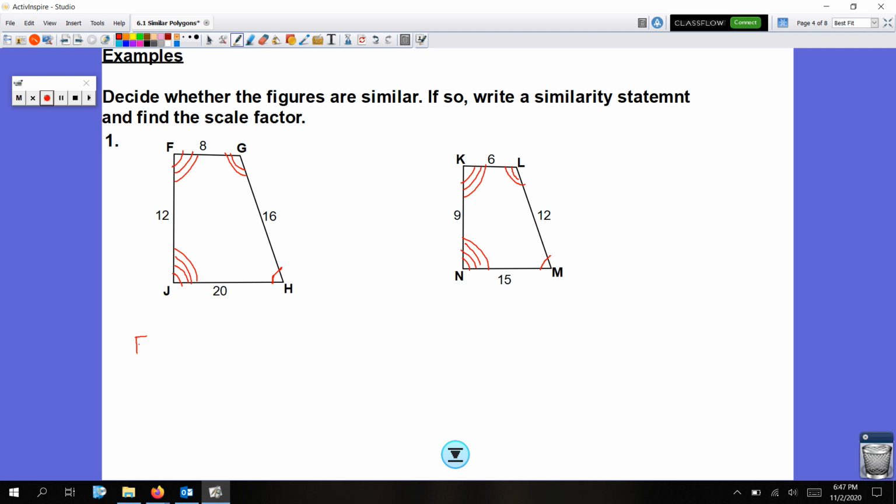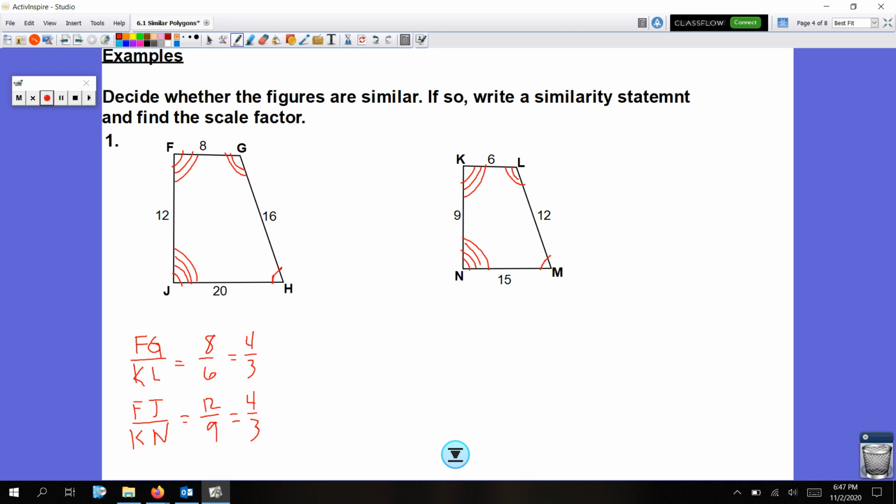So first we're going to do FG. That corresponds to KL. And then we'll plug in the numbers. We have 8 over 6. 8 over 6 is 4 over 3. Then we'll go FJ. That corresponds to KN. When we plug in the numbers, we have 12 over 9. That reduces to 4 over 3.